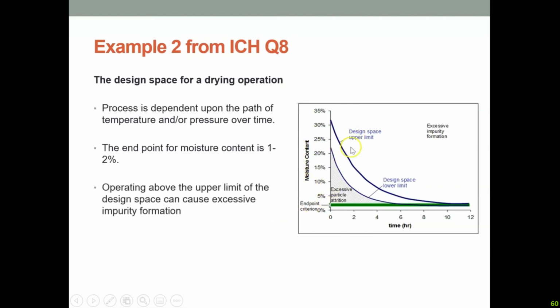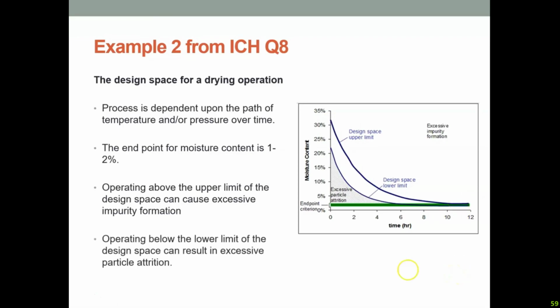So if we operate above the upper limit, so our upper limit is here, that will give us excessive impurity formation. And if we operate below the lower limit, that can give us excessive particle attrition. So we have to operate within our design space along here. That tells us where we can operate.